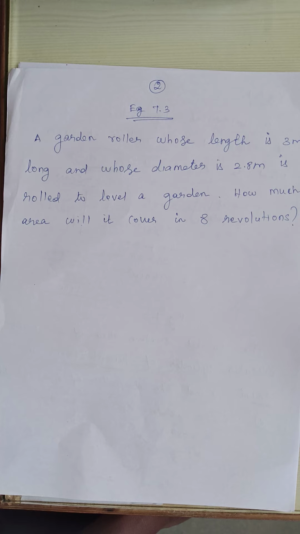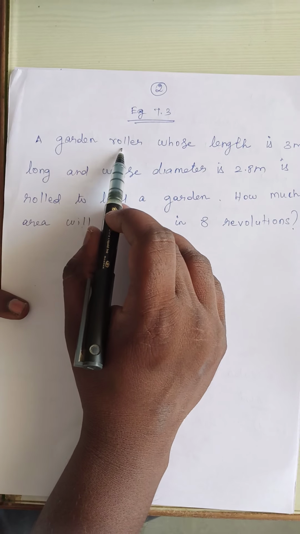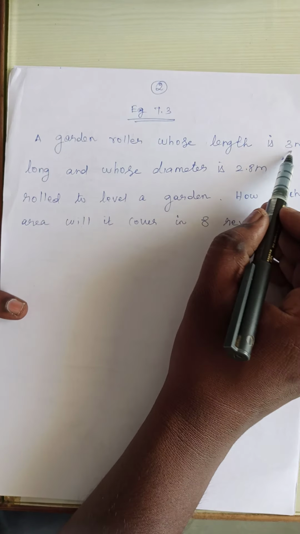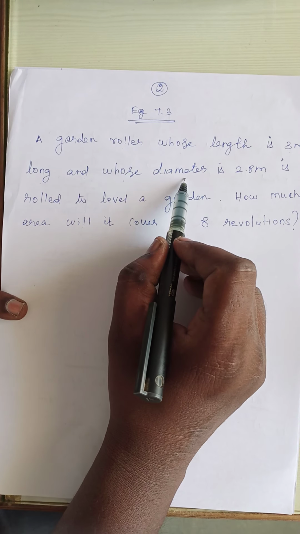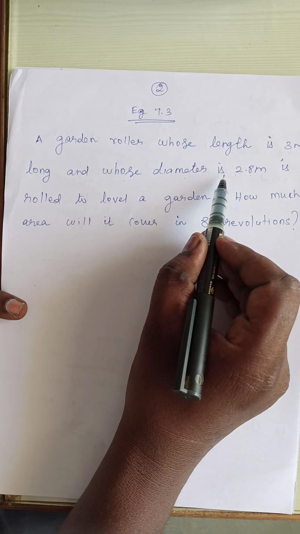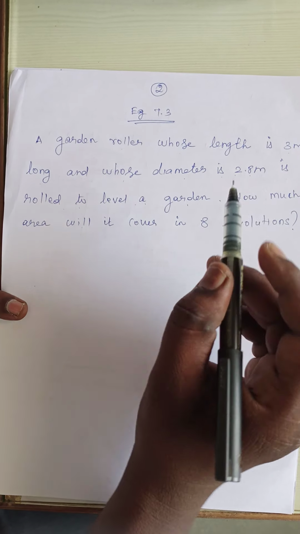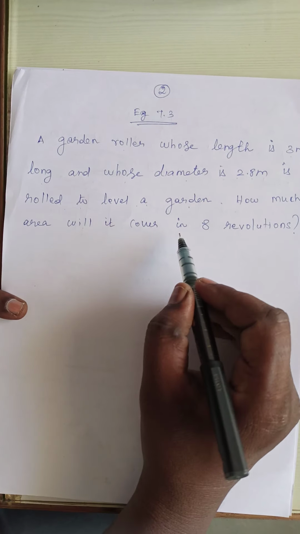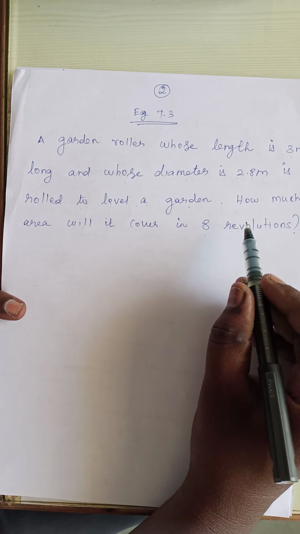Example 7.3. So what is given? First you have to read the problem. A garden roller, whose length is 3 meter long and whose diameter is 2.8 meter, is rolled to level a garden. How much area will it cover in 8 revolutions?